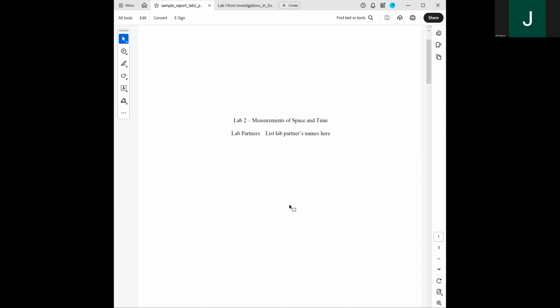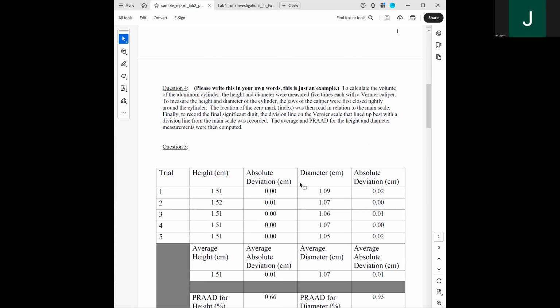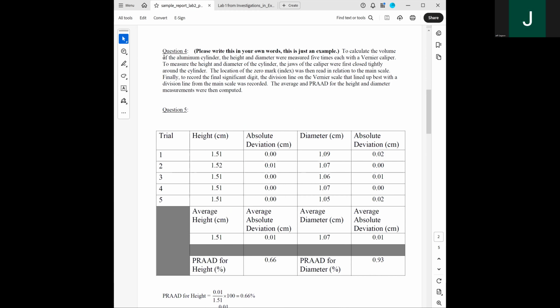Okay, then I'll scroll down here. You're just answering those questions from the lab handout, which refer to the questions in the lab manual. So remember, question 4 was describe how you use the vernier caliper to measure the height and diameter of the cylinder and how you read the vernier caliper. So you want to write something like this. Obviously, don't give this to me exactly back, but you can paraphrase it, right? Something like this would be fine, right? A few sentences describing how you read the vernier caliper.